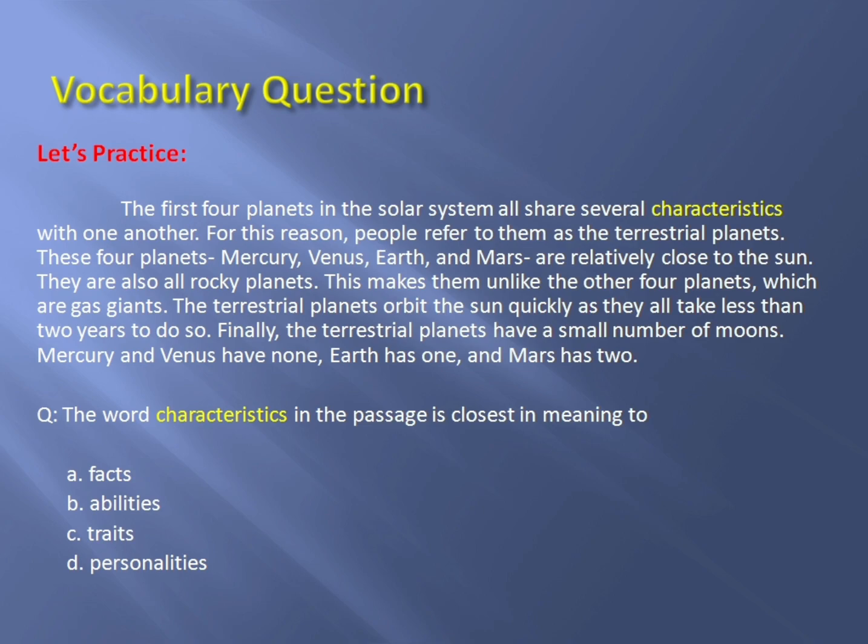The word characteristics can often mean abilities, traits, and personalities. However, planets do not have abilities or personalities, people do. So choices B and D are incorrect. Choice A is also incorrect because characteristics are not facts.